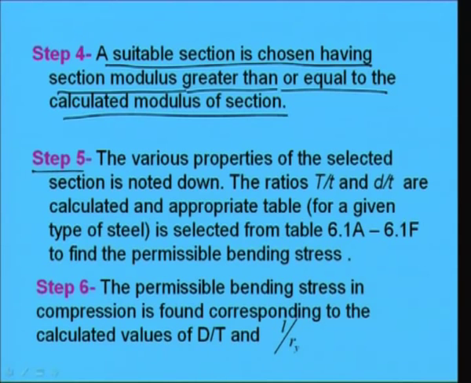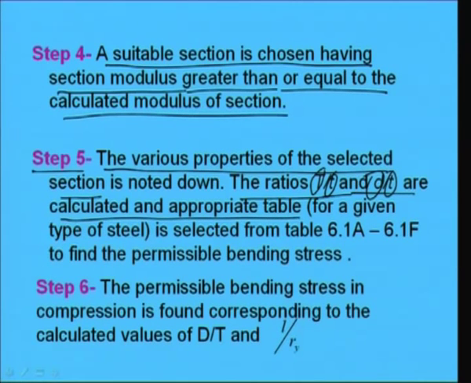In step 5, we will find out the various properties of the selected section and the ratios T by t and d by t. T is the thickness of flange and small t is the thickness of web. d is the depth of web. These are calculated and the appropriate table for a given type of steel is selected from table 6.1. For different conditions the tabular values have been given in table 6.1A to table 6.1F, to find the permissible bending stress.